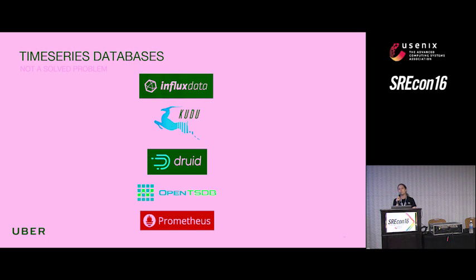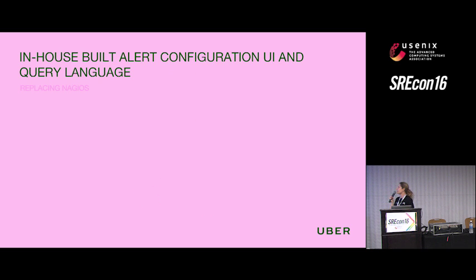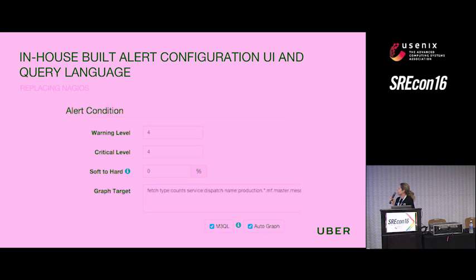So we tested various different open source databases, but we found we had to build our own in-house database, which is called M3, that can withstand all of this load. We also built an in-house alert configuration and UI query language. Apologies for the missing graph. So basically, it should show you the UI that we have and the very neat query language.